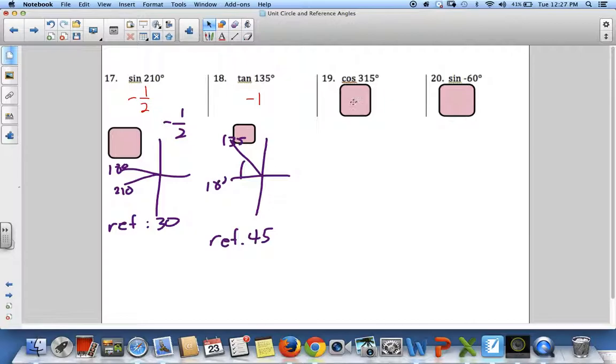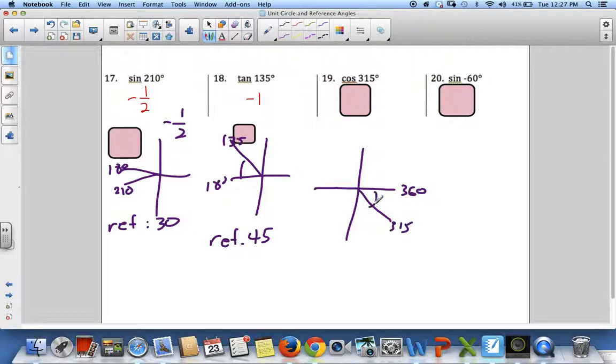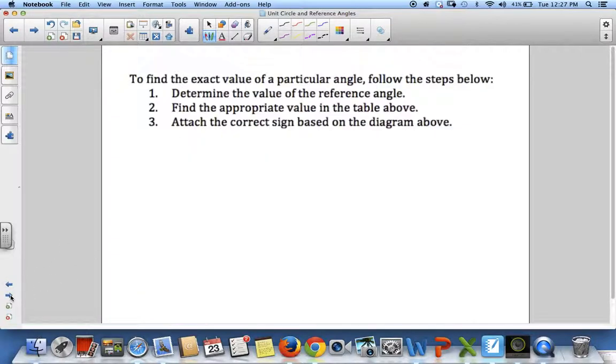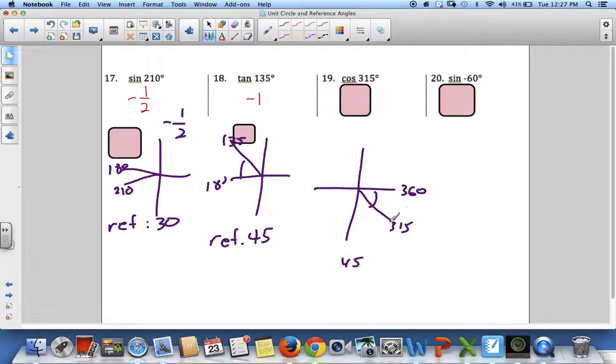Okay, cosine 315. When I look at where 315 lies, 315 is over here. This is 360, this is 315. This angle here is 45, so I look at my 45, and the 45 cosine is square root of 2 over 2, and I just have to decide if it's going to be positive or negative. And in this quadrant, the cosine is positive, so the answer is just going to be square root of 2 over 2.